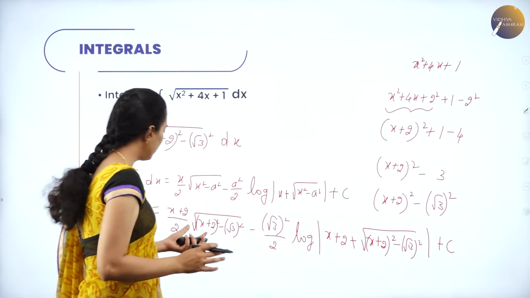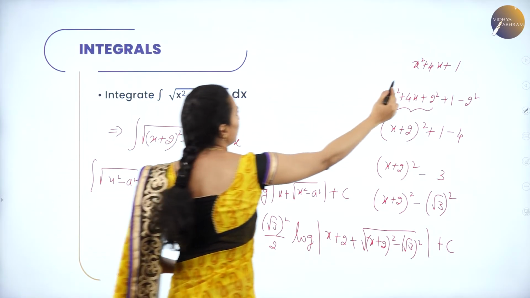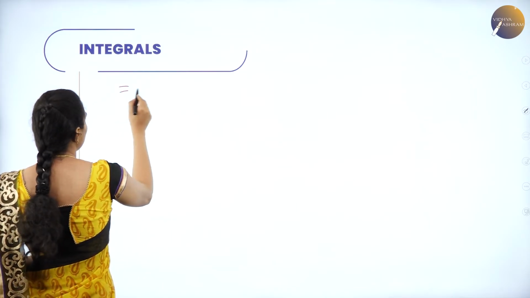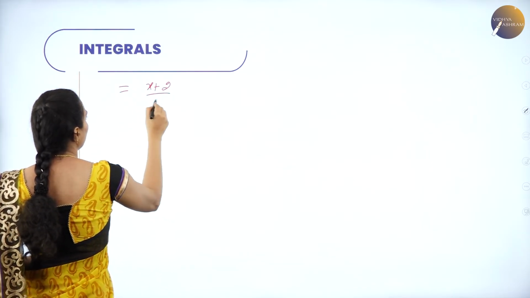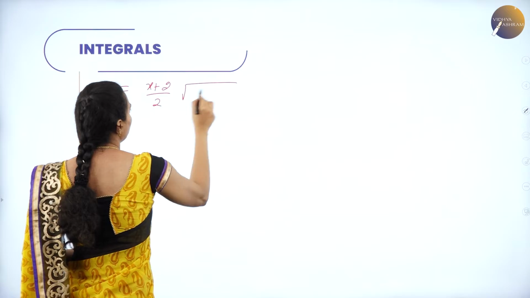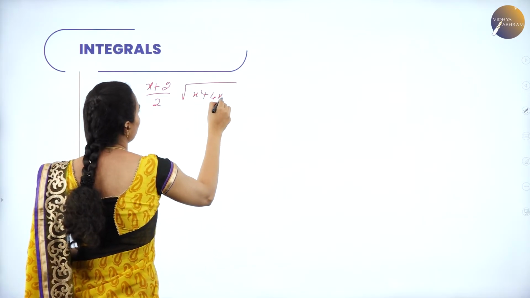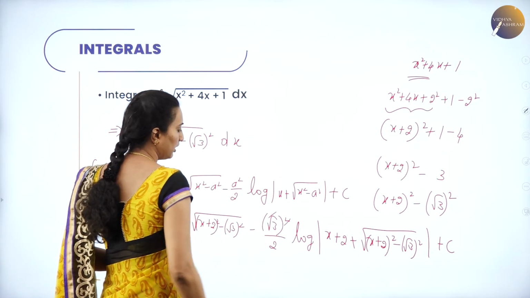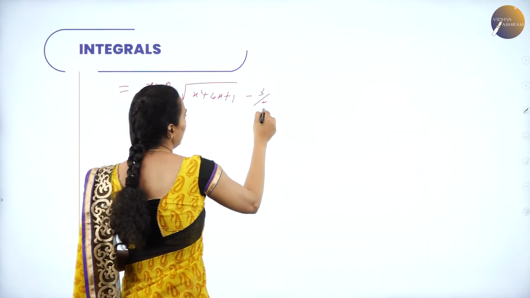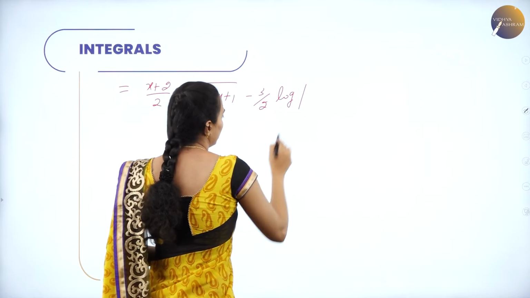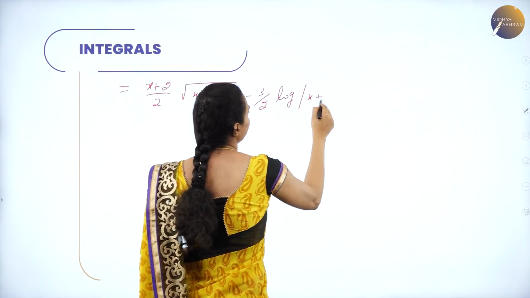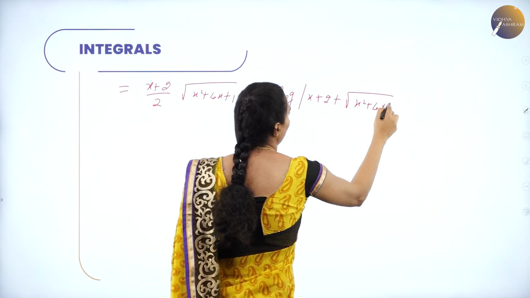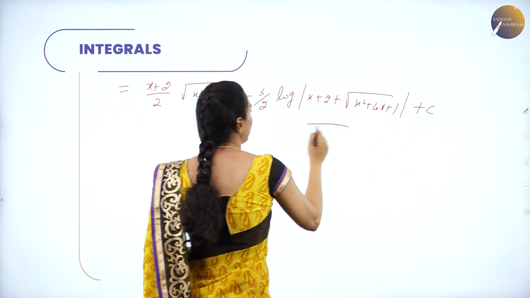Now, if you reduce this, it will go back to the same step, which is x squared plus 4x plus 1. So, let me write that, which implies (x plus 2) divided by 2 into under the root x squared plus 4x plus 1, minus root 3, the root will get cancelled, minus 3 by 2 into log of modulus of x plus 2 plus under the root x squared plus 4x plus 1, plus c. I hope you understood this one.